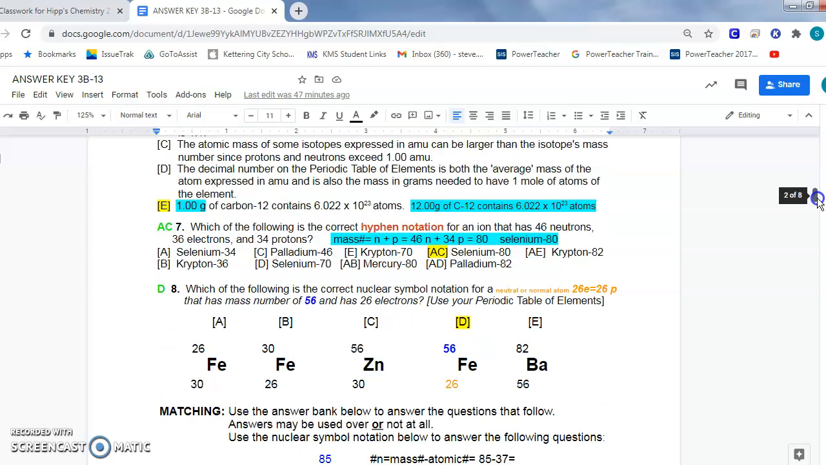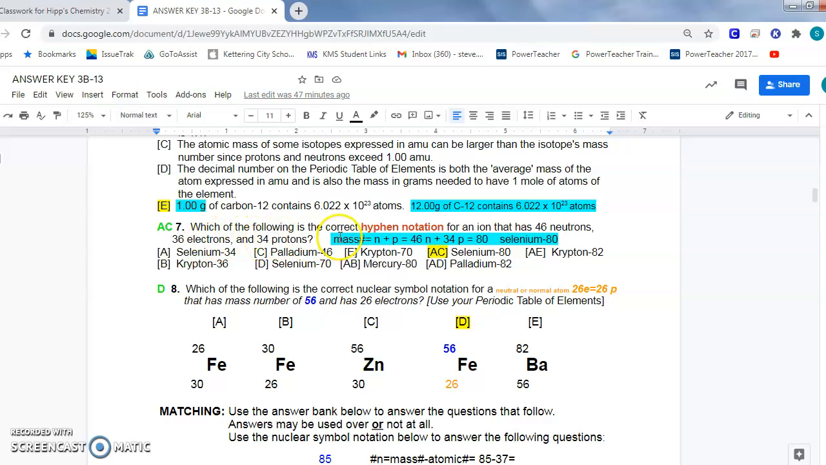Number 7. Which of the following is the correct hyphen notation? If you remember, hyphen notation is the notation where you write the element's name or symbol, hyphen, and then after the hyphen you write the mass number. But what they're wanting to know is what's the hyphen notation for an ion? And they're telling you it's an ion, and it has 46 neutrons, 36 electrons, and 34 protons.